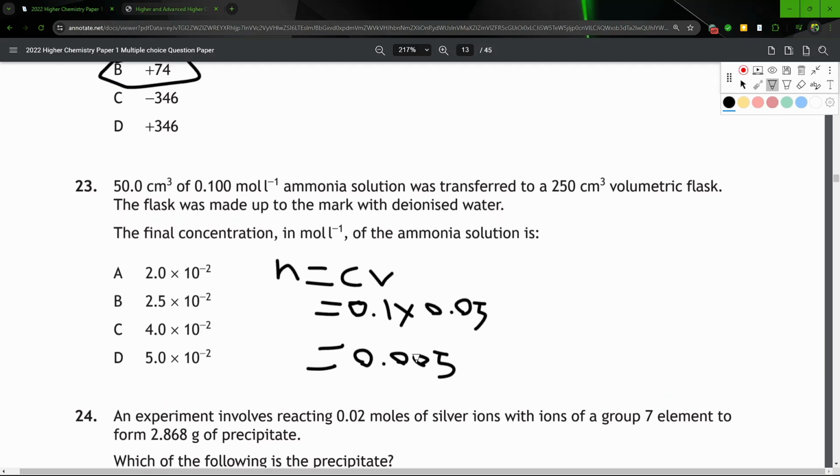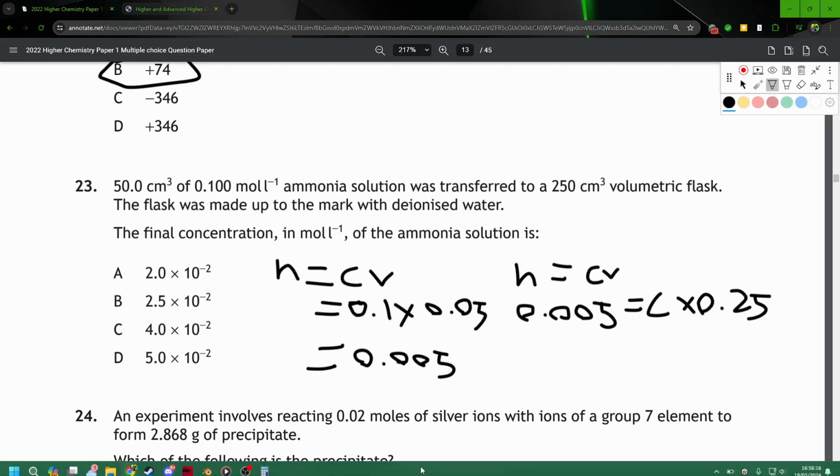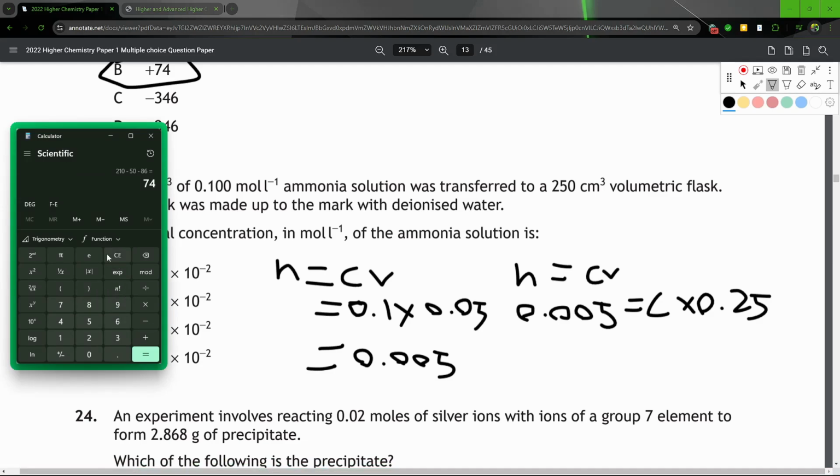So then that amount is spread over a wider volume, 250 cubic centimeters. So n equals CV, the same number of moles because we're not adding anything more with this deionized water. We don't know the concentration, but we do know the volume, which is 0.25. So then we're going to divide this by 0.25.